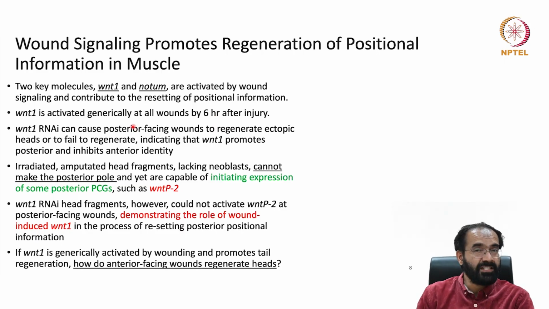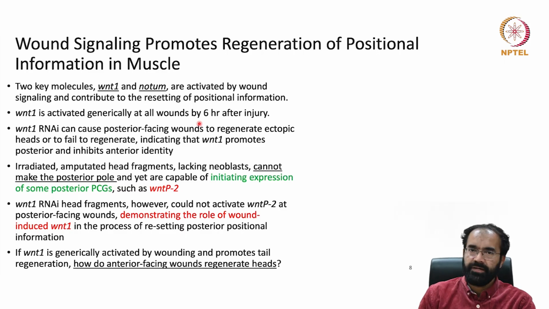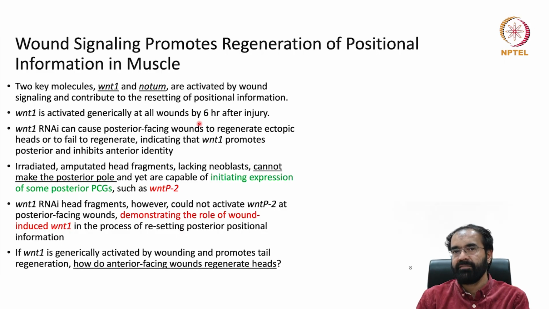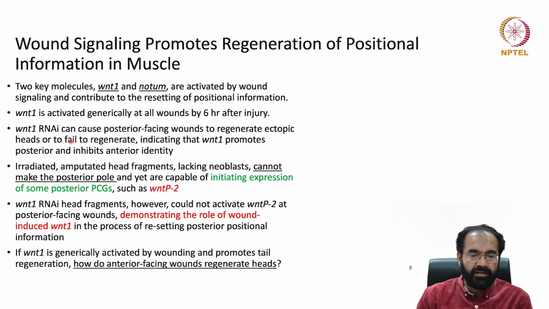One of the early steps of position control gene expression: Wnt is activated generically at all wounds by 6 hours post injury. Wnt is a sudden release of, like we have seen that sometimes the cells will rupture, like in the case of Hydra, and they will release a burst of Wnt ligand at the site.